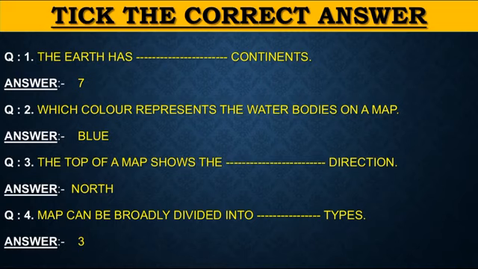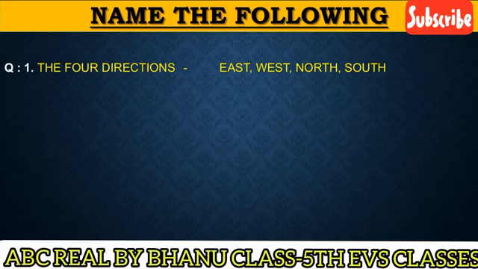Let us move on. Name the following. Question number 1. Name the 4 directions. There are 4 major directions. Their names are east, west, north, and south. Let's move on. Question number 2.